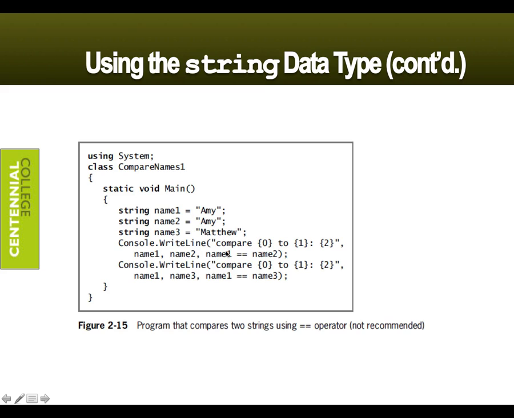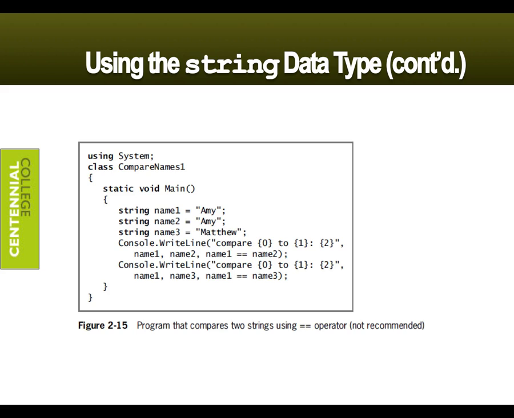Well, I can say compare. I want to compare name 1 and name 2, Amy and Amy. And then here's the result: name 1 is equal to name 2. If this is name 2, what is it going to output here in this escape sequence? What does the comparison operator output? Always.